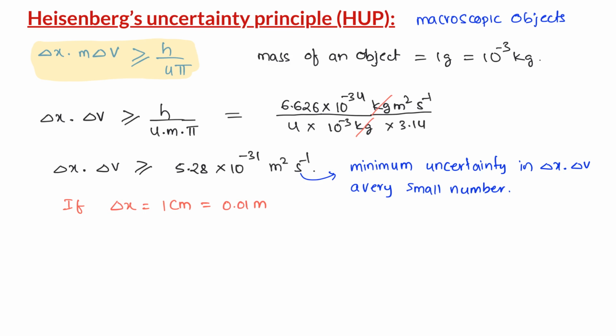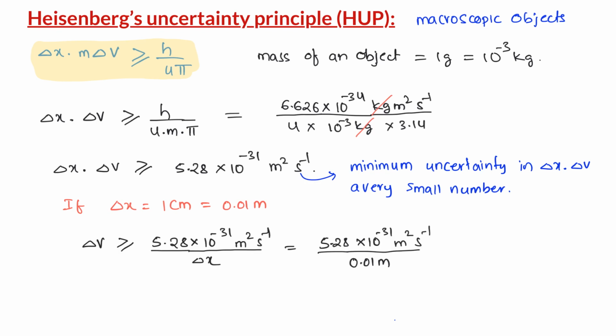That is, the object can be anywhere between these limits. Then, the minimum uncertainty in its velocity becomes delta v is greater than or equal to 5.28 times 10 to the negative 31 meter square per second divided by delta x, which is 0.01 meters. If we do the math, you would get 5.28 times 10 to the negative 29 meters per second.